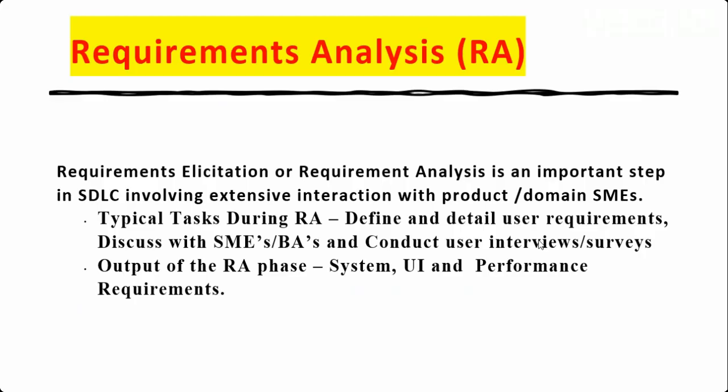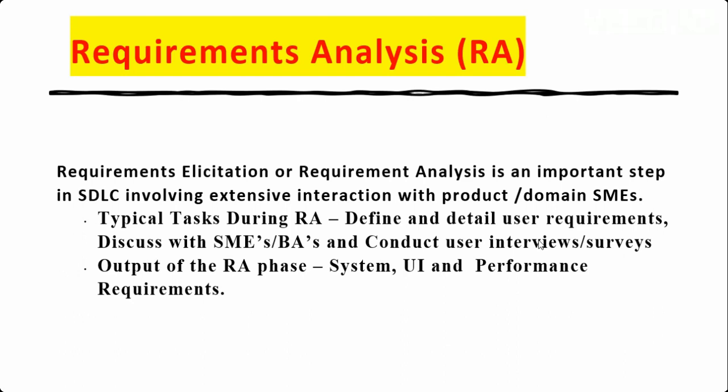So let's see the first phase, which is the requirement phase, or requirement analysis, the RA phase. This phase is very important in a software development life cycle, because here we have to define your requirements: what you actually want and how the things should look. The output of this phase will be the system you want, the requirements you want, how the UI should be, and the performance requirements, so how the performance of the system should be.